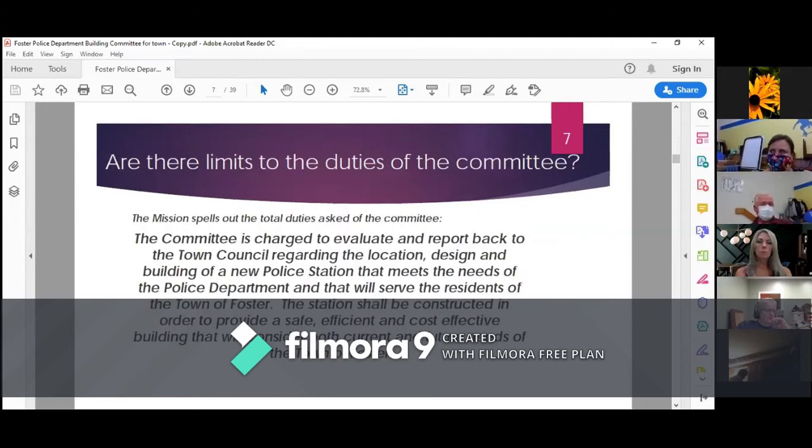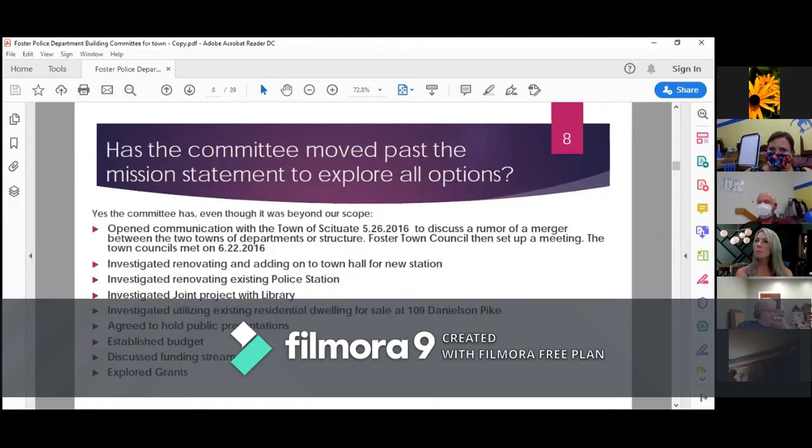Okay, so as a committee we moved past the mission statement to explore all options. We all hear all the gossip in town, that all these different things are going to happen and decisions are being made. We're going to walk you through what we've done so you know that those things have already been evaluated.